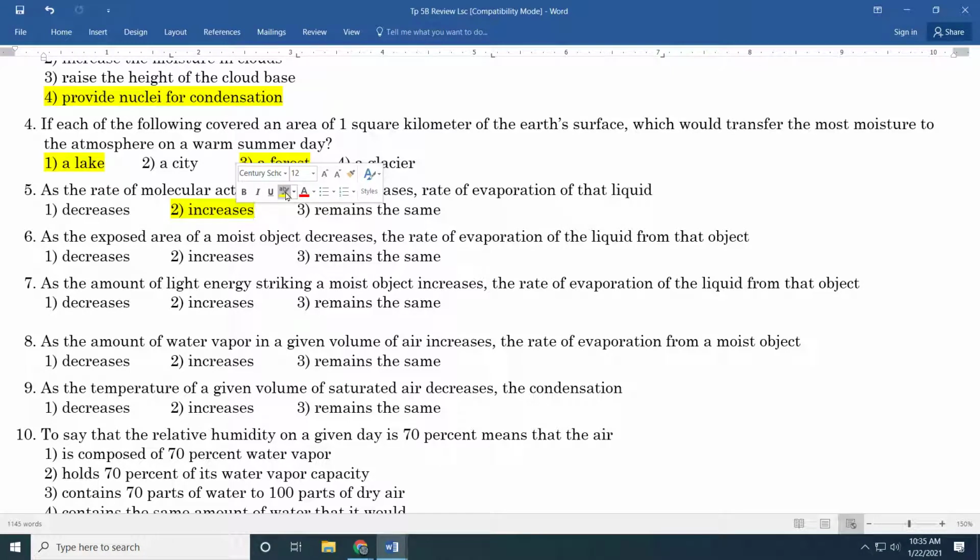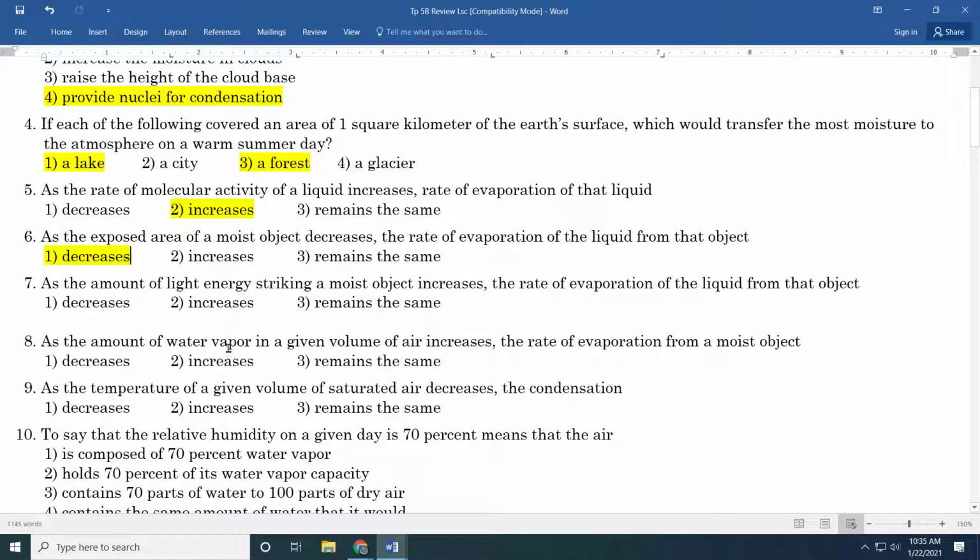Number 6. As the exposed area of a moist object decreases, the rate of evaporation will... This is a good one for an example. If you take a moist object, a wet towel you got out of the pool and dried off with, it's all damp. If you hang it up, it's going to dry pretty quick because you spread it out and increased the surface area. Now, if you wad that thing up in a ball and shove it in the corner somewhere, you decrease the exposed surface of it. That's going to slow down evaporation and decrease the rate of evaporation because not as many surfaces are exposed to the drier air.